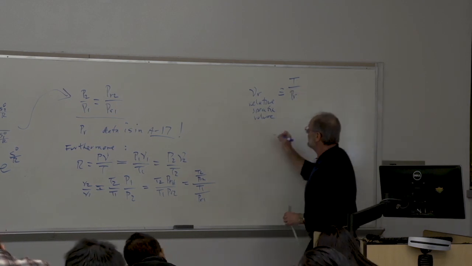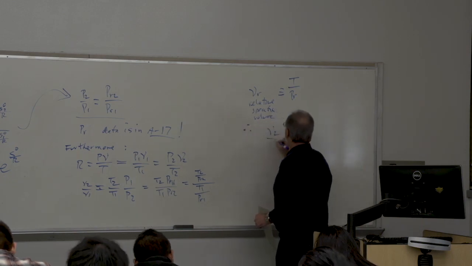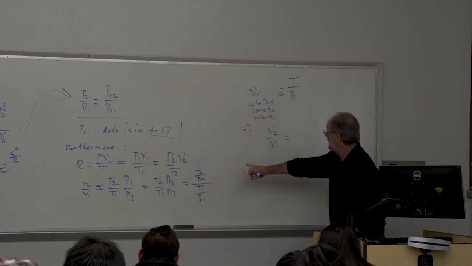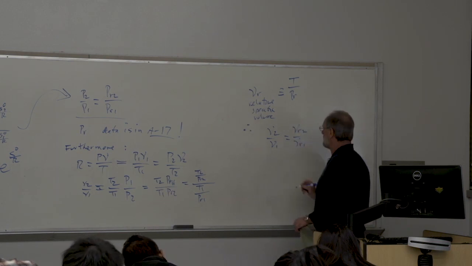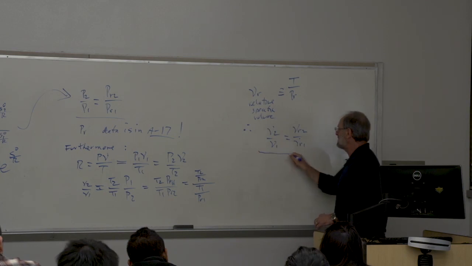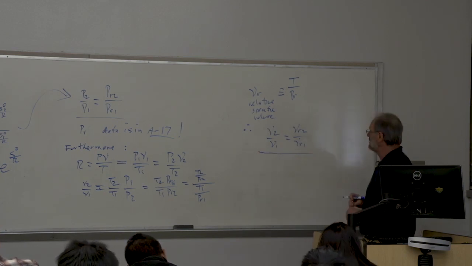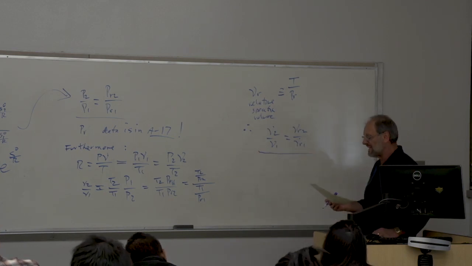And then what we want to do is note, therefore, that v2 over v1 is going to equal the relative specific volume 2 over the relative specific volume 1. So this is another term that we're going to use very frequently as we solve different types of processes.